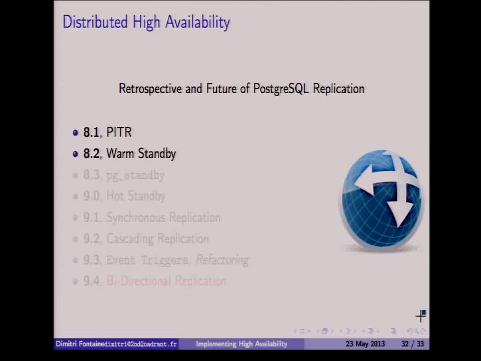So in 8.2, we got warm standby. So it's the ability to have the standby box do online point-in-time recovery, if you want to call it that way, so that it's ready to serve in case of failure. Then we got pg_standby to help you implement that easily. And that was deprecated quick enough by streaming replication and hot standby. Technically, hot standby is not covering streaming replication, but well, we can mix and match the terms somehow.